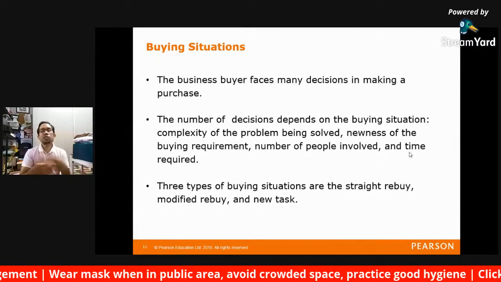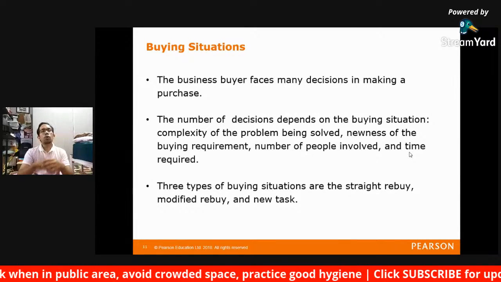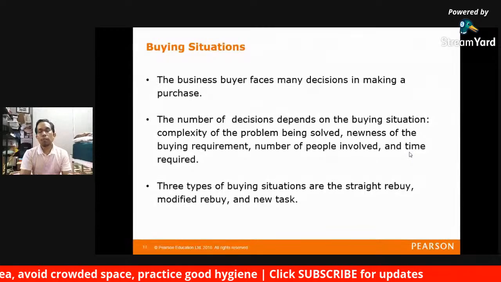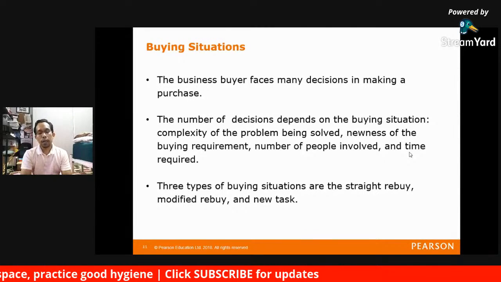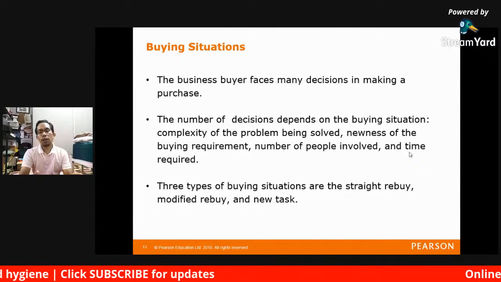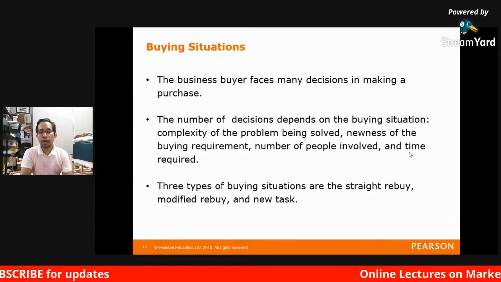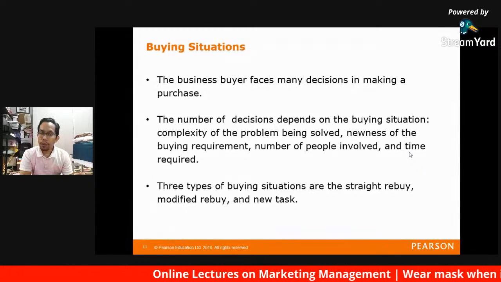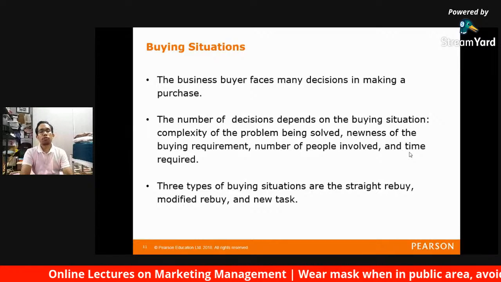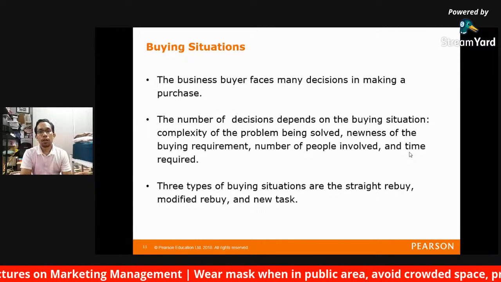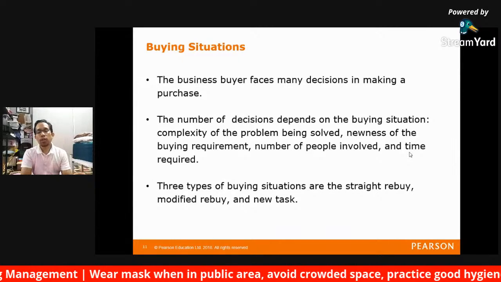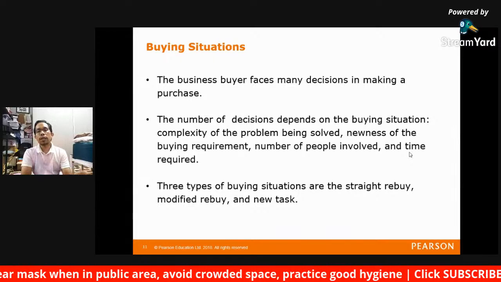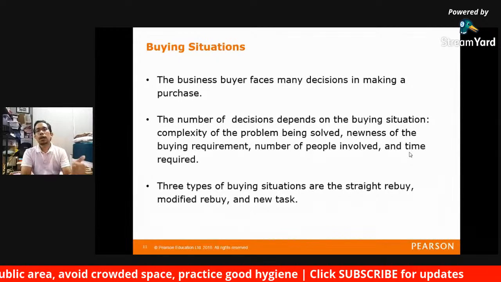Or you need to change something. Okay, you need to change the contractual period, or you want to change the quantity ordered. We consider that a modified rebuy. Okay, modified rebuy is something where you change your contractual terms. Another one, okay, another one is new task.